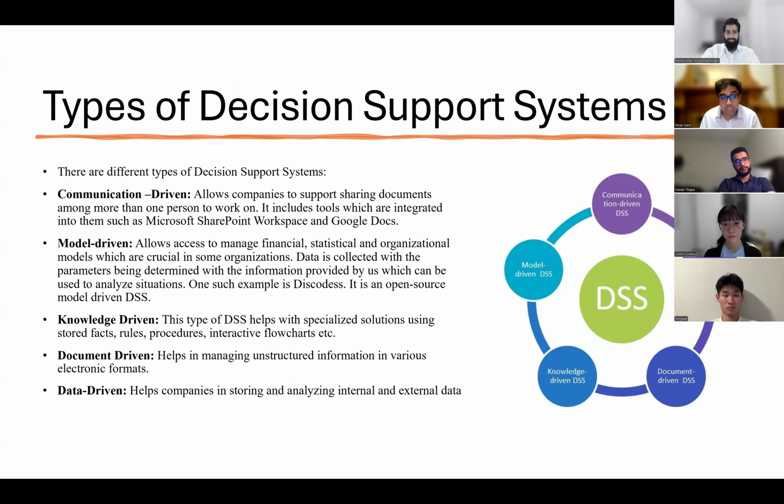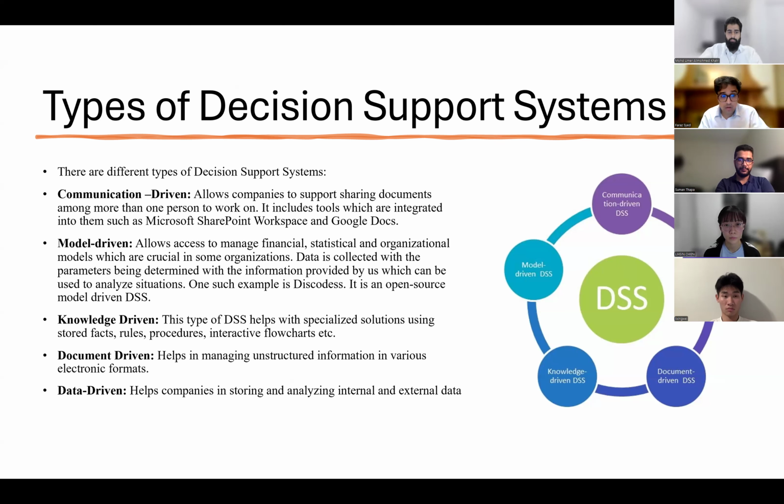Then there's knowledge-driven decision support system. It stores your rules, your facts, procedures, flow charts. Now, this is very important. A lot of times you want to do your A/B testing. You want to know your yes or no analysis. Like you want to go through different structures and procedures and see which procedure is failing, which procedure is working fine, and if there's a process that you would like to revisit again to fix it. So that's more about the knowledge-driven decision support system.